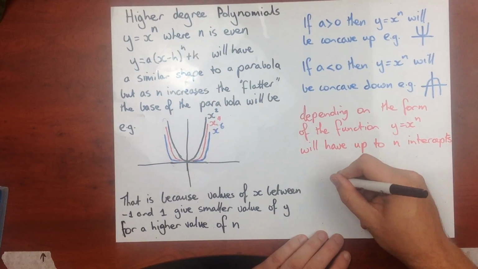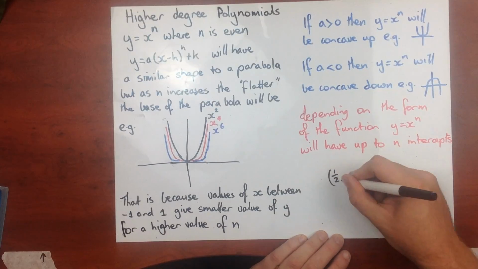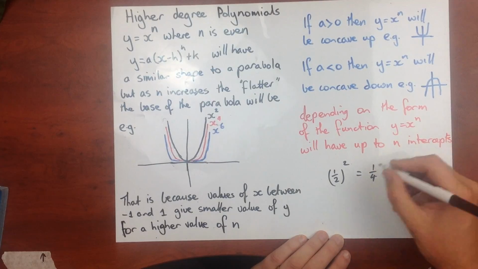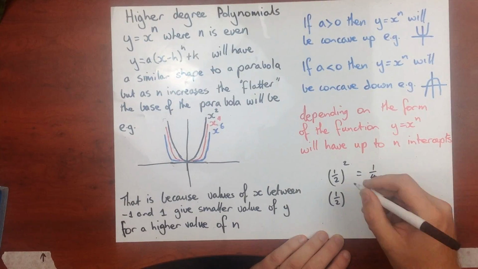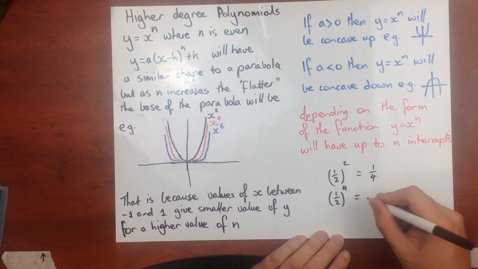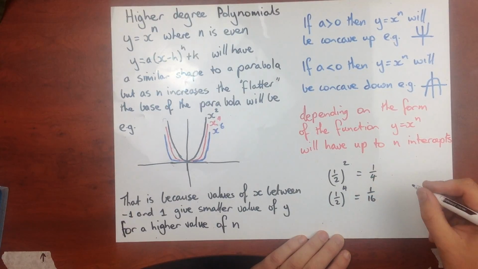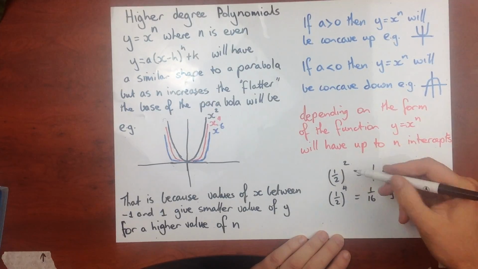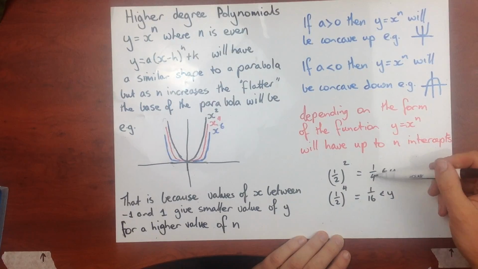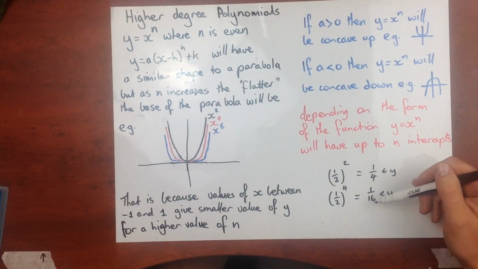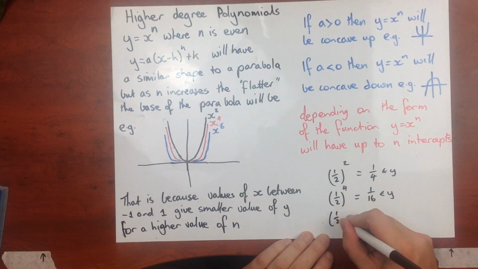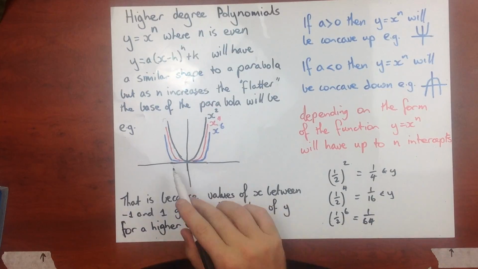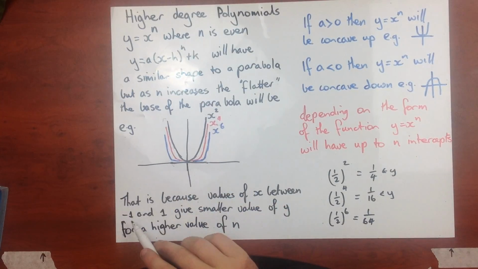So for example, if we had a look at a half, when we look at a parabola and we square it, we're going to get a quarter. But when we look at a half and we're doing a quartic, that's going to give a 16th. So these are our corresponding y values. You can see for the same x value of a half, we get much smaller y values. That's going to be even more pronounced when we go to power 6, which is going to be 1 on 64. Hence this flatter and flatter region between -1 and 1.